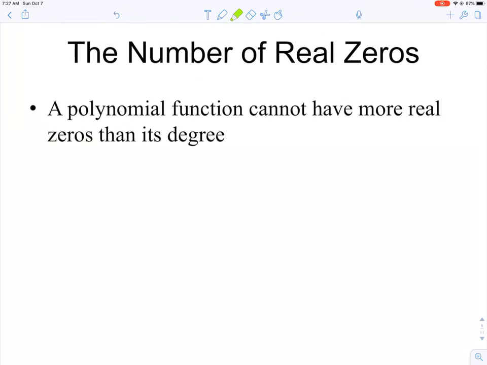So a polynomial function cannot have more real zeros than its degree. So think back to when you guys studied quadratics, right? Quadratics are second degree polynomials, and their graphs we refer to as parabolas. Well, parabolas can have two x-intercepts, meaning they can have two real zeros. They can also have one x-intercept, meaning one real zero. Or they could have no x-intercepts, which would mean no real zeros. But they can have at most two real zeros, and they are second degree polynomials. So like a third degree polynomial can have at most 3 real zeros. A fourth degree polynomial can have at most 4 real zeros, and so on.